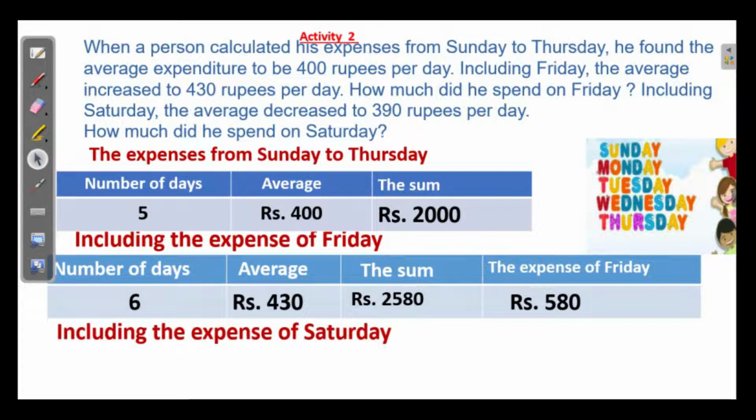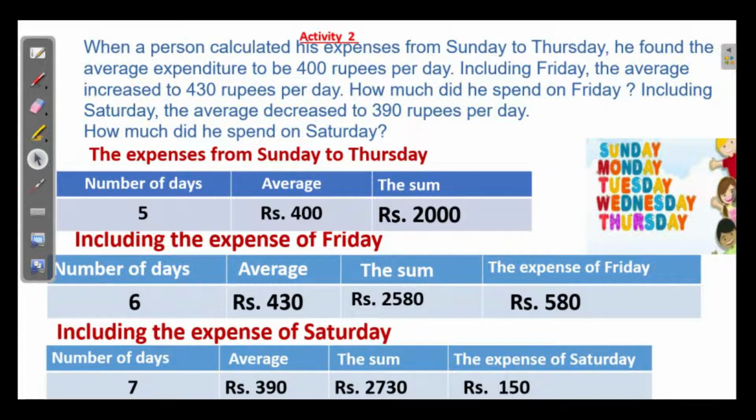Including the expense of Saturday. Number of days 7. Average is given as 390. How will you multiply? First put a 0, then 7 nines are 63. Carry 6. 7 threes are 21. 21 plus 6, 27. So it is 2730 rupees. Then what is the expense of Saturday? Subtracting, you will get it as 150 rupees.